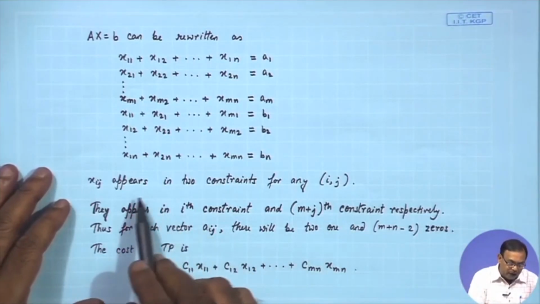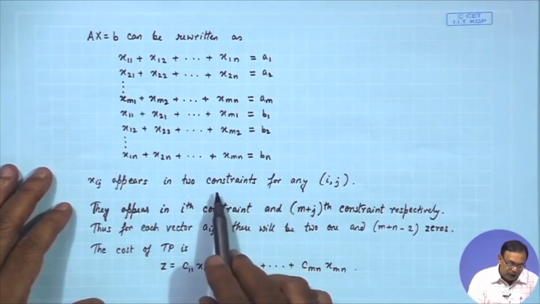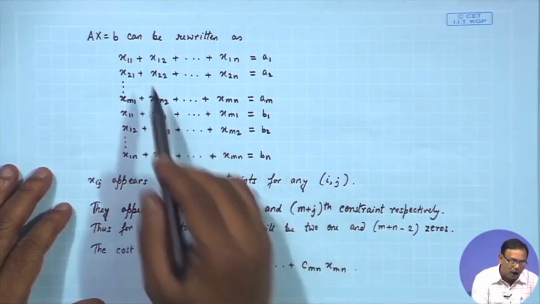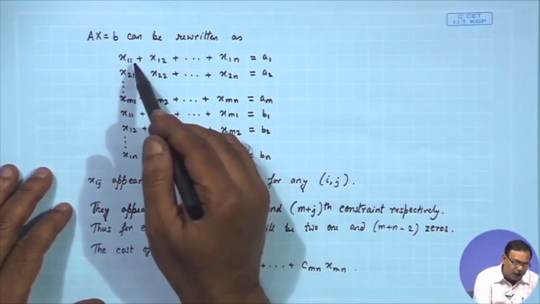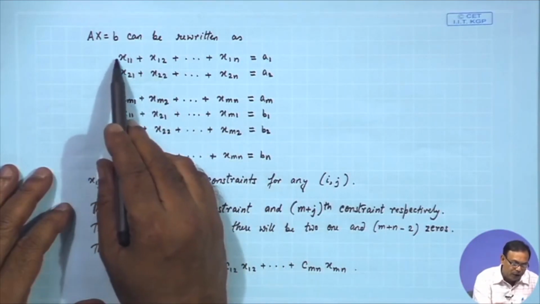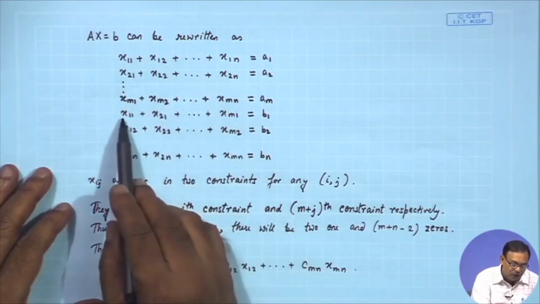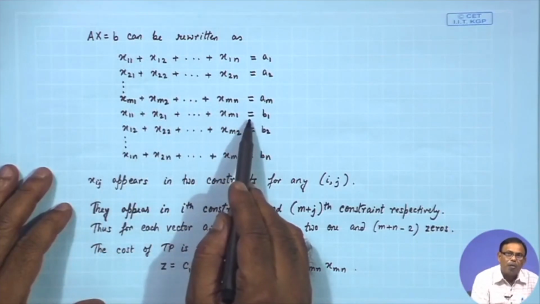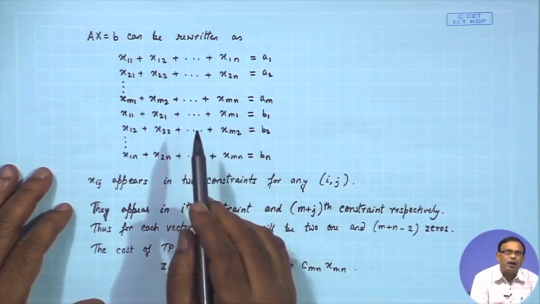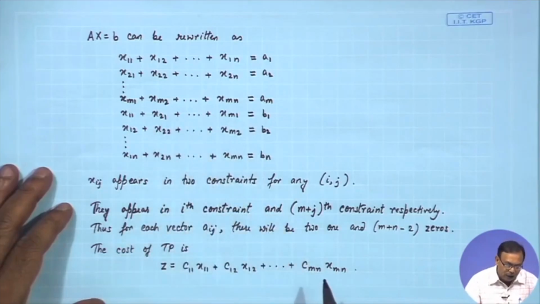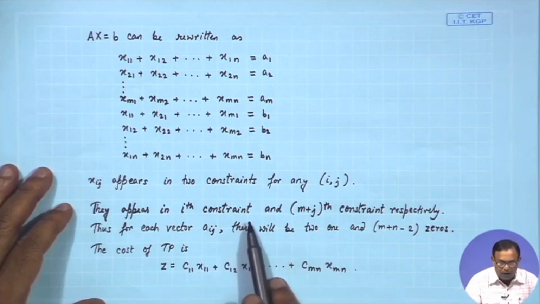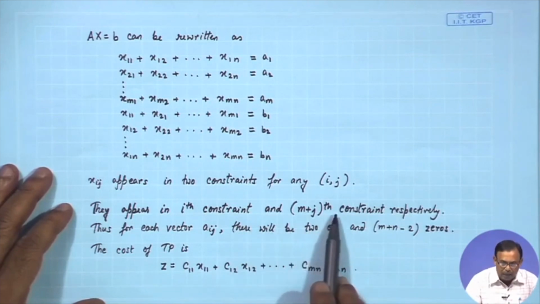So, xij appears, if you see, in 2 constraints for i and j. Xij, or x11, if you see, it appears in the first row and it appears in this row. Similarly, xij will appear in only 2 constraints, not more than 2 constraints. So, they appear in the ith constraint and the (m + j)th constraint respectively.